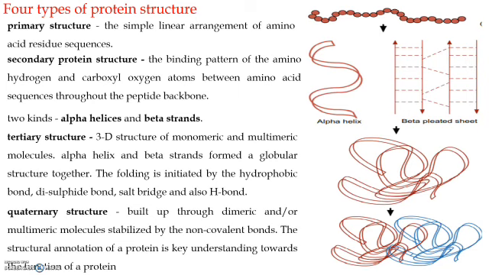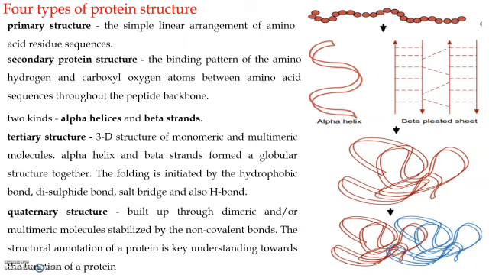Basically, there are four types of protein structure: primary, secondary, tertiary, and quaternary. The primary structure consists of a simple linear arrangement of amino acid sequences, a straight chain. Whereas the secondary protein structure forms a bonding pattern between the amino hydrogen and carboxyl oxygen groups of the amino acid sequences through the peptide backbone. The secondary protein structure is basically of two types: alpha helix and beta strand.